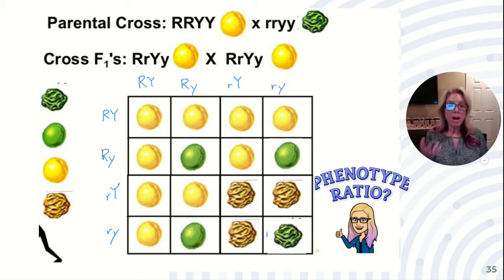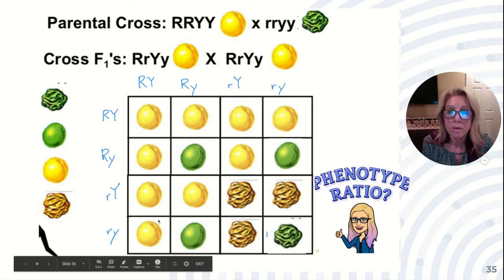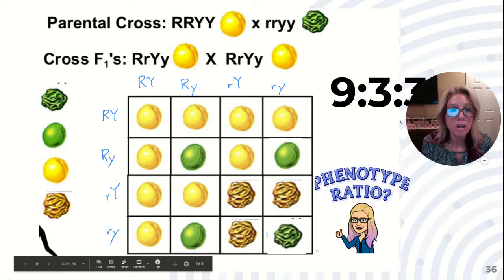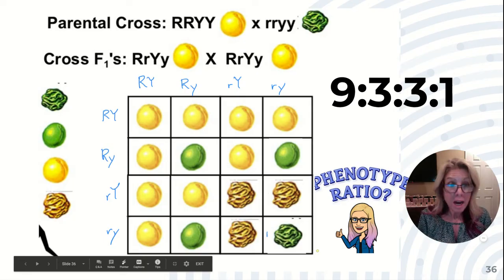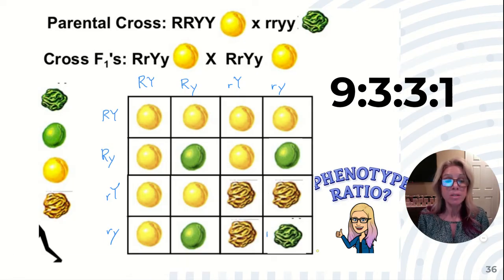So what is my phenotype ratio here? I have dominant, recessive, dominant, and recessive, right? And so if you count that up, you will see that the ratio is 9:3:3:1. When you do a dihybrid cross and it comes out 9:3:3:1, that's evidence, yes, that is a dihybrid cross.